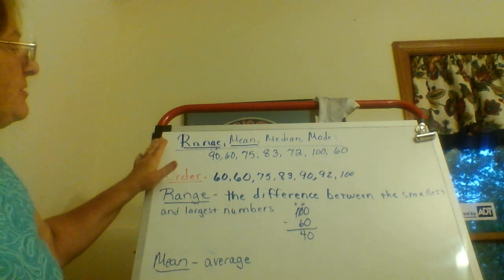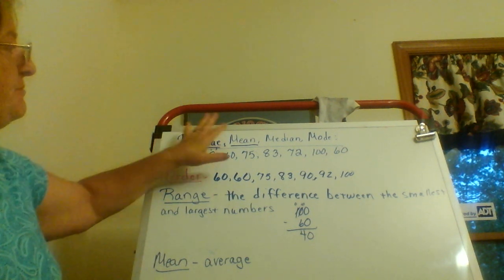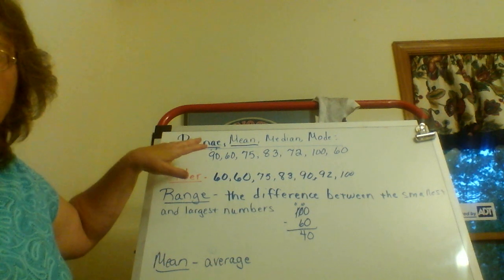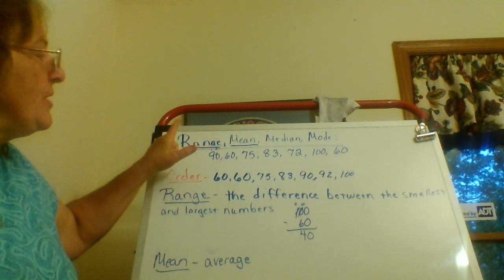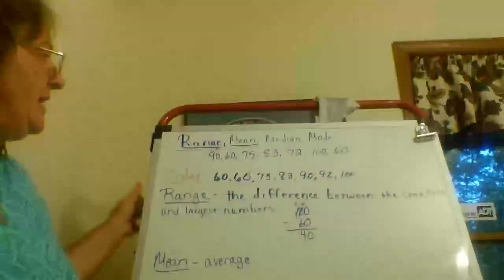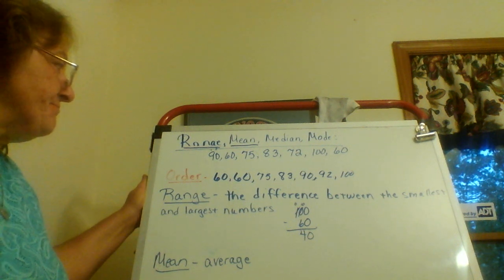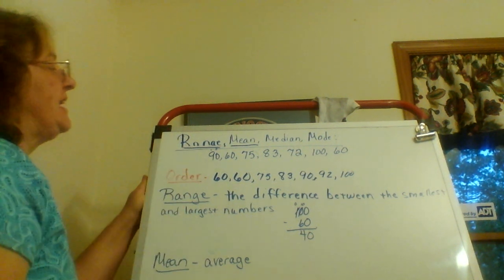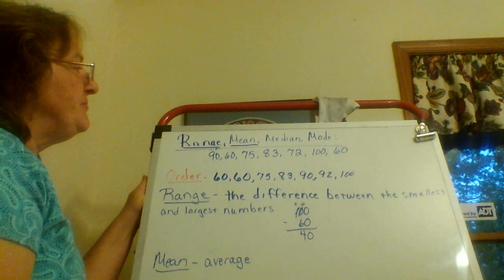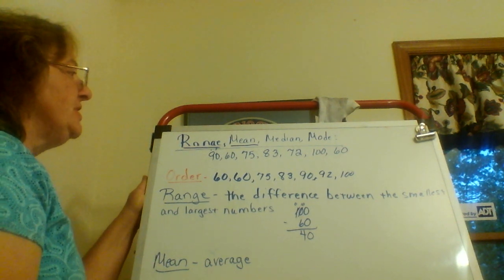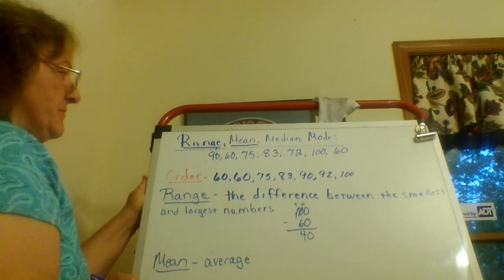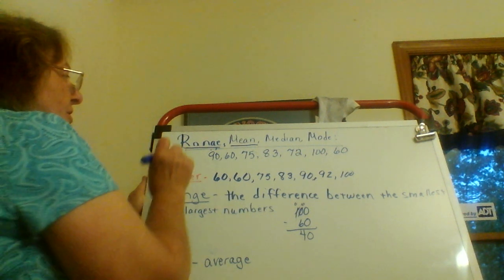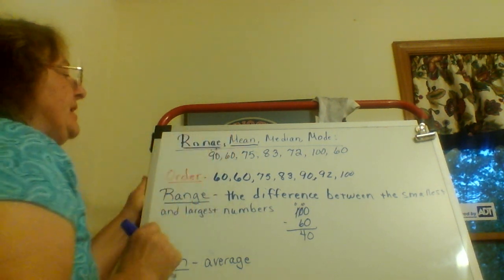Now, today we're going to be learning about range, mean, median, and mode. Actually, that's what we're going to be learning about this week. We're only going to do range and mean today. What we have here is a list of test scores, their history test scores. There are 7 of them. And we're going to get the range today, and we're going to figure out the mean today.